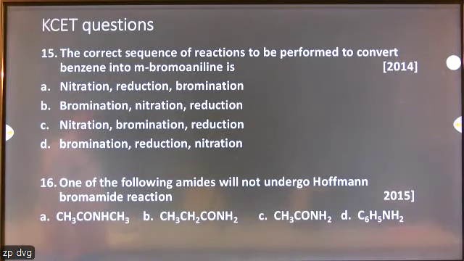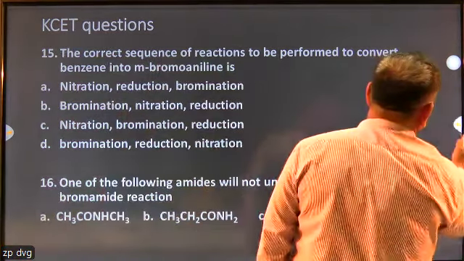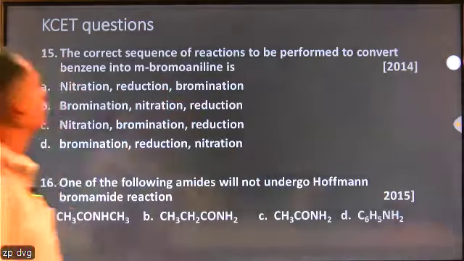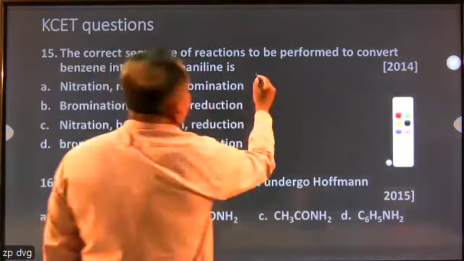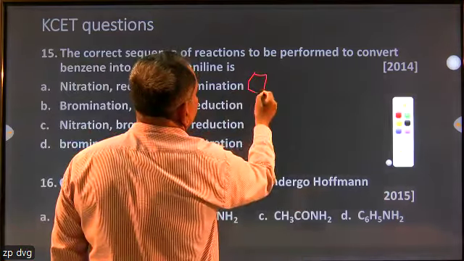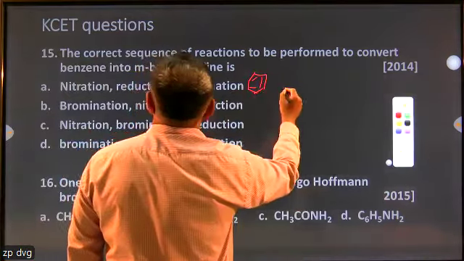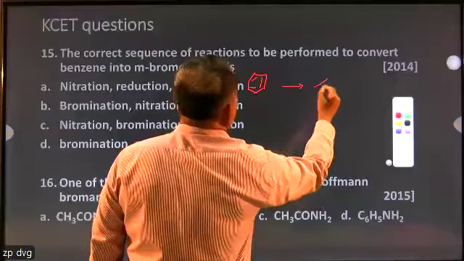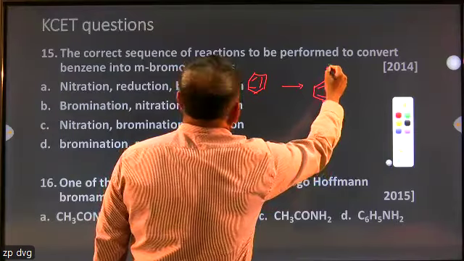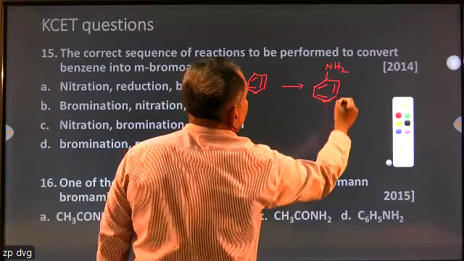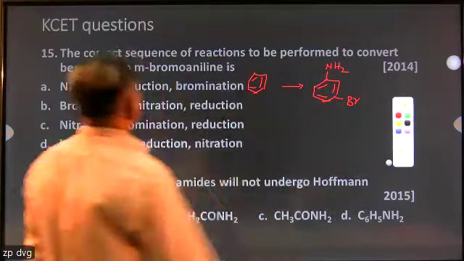The correct sequence of reactions to be performed to convert benzene into metabromoaniline. So benzene, you have to convert benzene into metabromoaniline. So what all you can do?